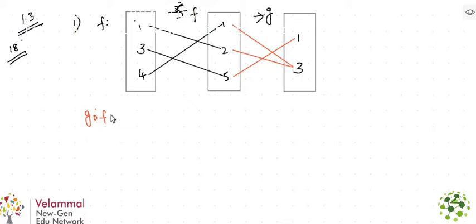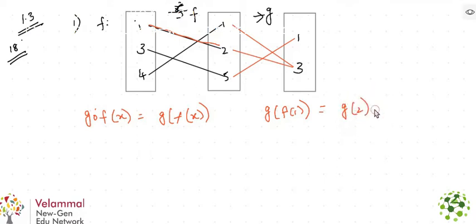Now you know g composition f of x is nothing but g of f of x. Now we are going to find for each element what is going to happen. So first let us do g of f of 1 because 1 is the first element. So f of 1 is what? 2. So this is g of 2. And what is g of 2? g of 2 is 3 because 2 is going to 3. So g composition f, if I write it as an ordered pair, 1 goes to 3.